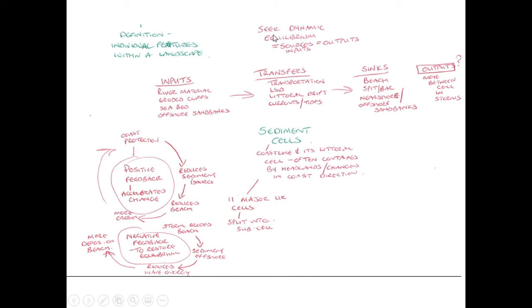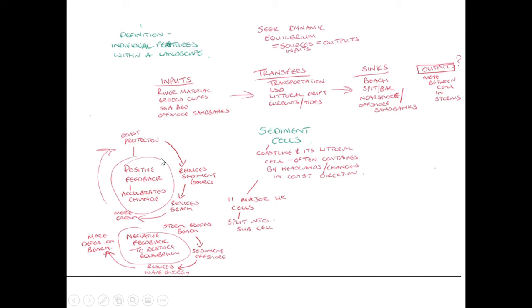Now, coastlines, by their nature, try to seek dynamic equilibrium. This is where sources and inputs equal outputs. Now, there are a number of different feedback mechanisms, and feedback mechanisms are very important in geography, from coasts to rivers and to the carbon cycle. A positive feedback is one which will accelerate change.